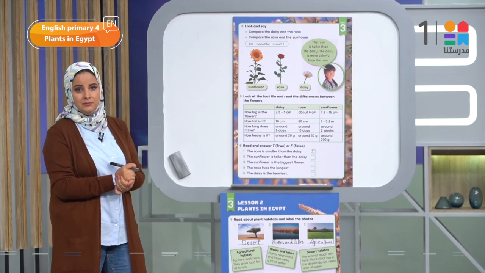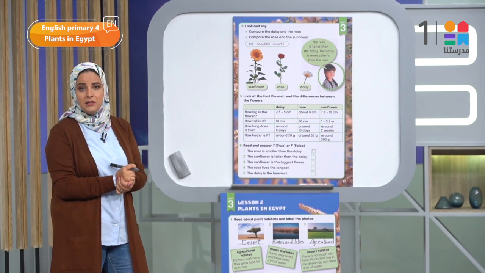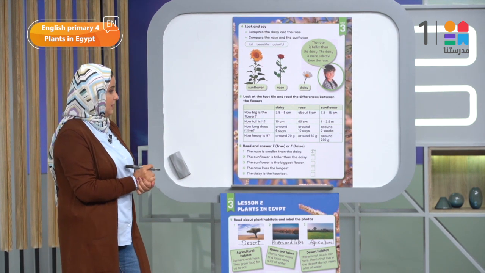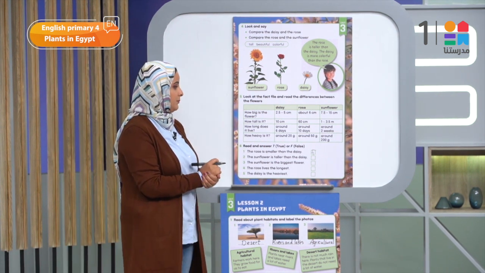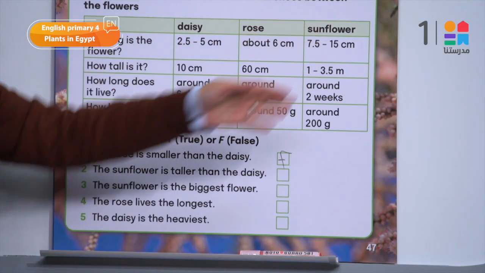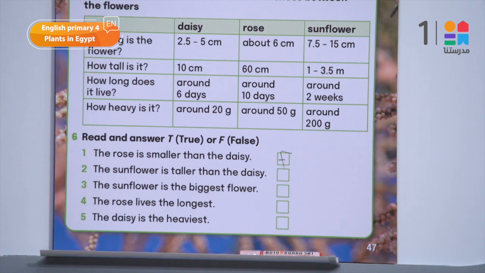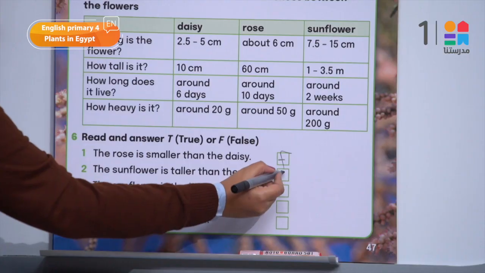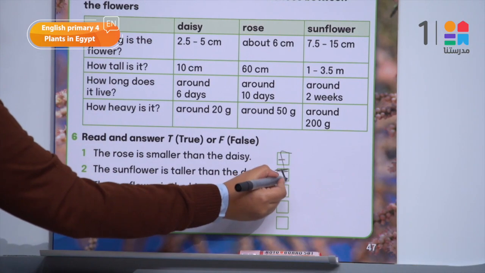Number 2. The sunflower is taller than the daisy. So let's go to the sunflower. 15 centimeters, from 7.5 to 15 centimeters. So the sunflower is taller than the daisy? Of course, the sunflower is the tallest. So we write true.